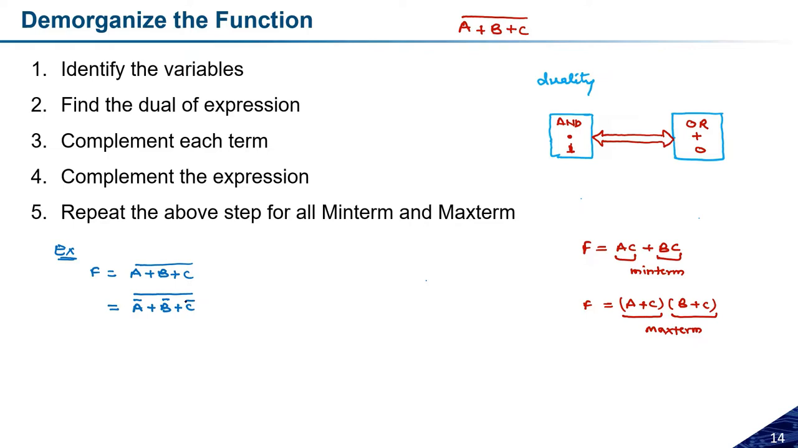Next one is complement the expression. Whatever expression you have, you have to complement it. So A bar plus B bar plus, sorry, I made one mistake here. I have to convert AND into OR and OR into AND, right? So I need to put a dot here. Okay, I made a mistake.